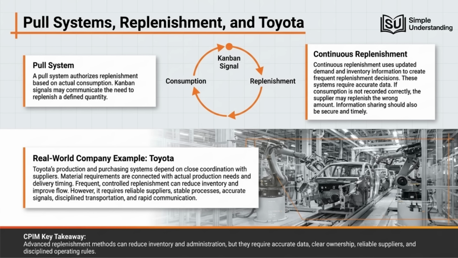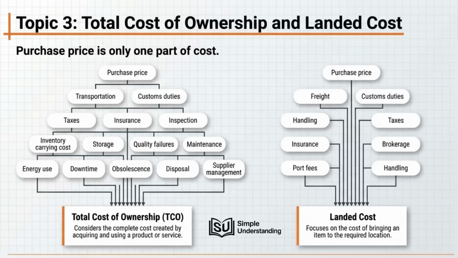Real-world company example. Toyota. Toyota's production and purchasing systems depend on close coordination with suppliers. Material requirements are connected with actual production needs and delivery timing. Frequent, controlled replenishment can reduce inventory and improve flow. However, it requires reliable suppliers, stable processes, accurate signals, disciplined transportation, and rapid communication. CPIM key takeaway. Advanced replenishment methods can reduce inventory and administration, but they require accurate data, clear ownership, reliable suppliers, and disciplined operating rules.